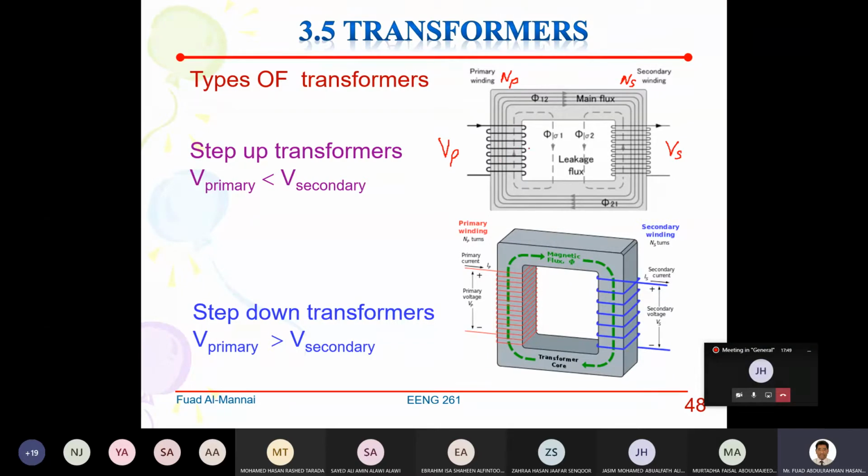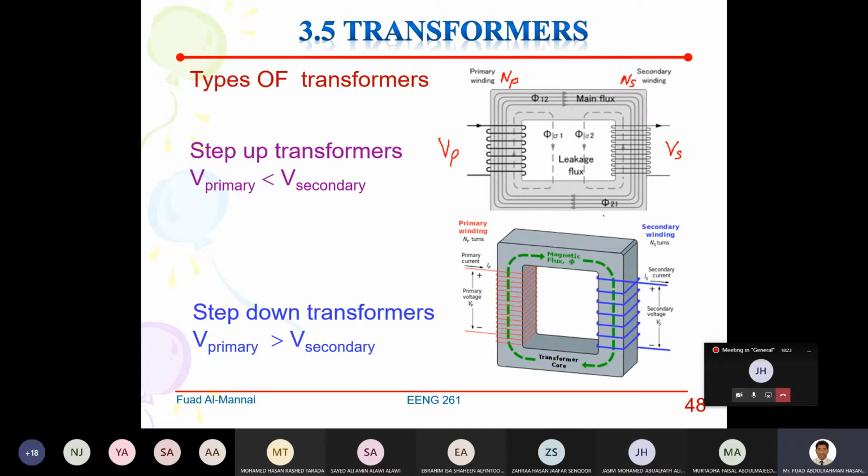On the opposite side, we do the same thing. We have an insulated wire wound around the iron core, and of course we know the number of turns. We call the number of turns NS. This is the secondary winding, and the output of it we call VS, the secondary voltage.